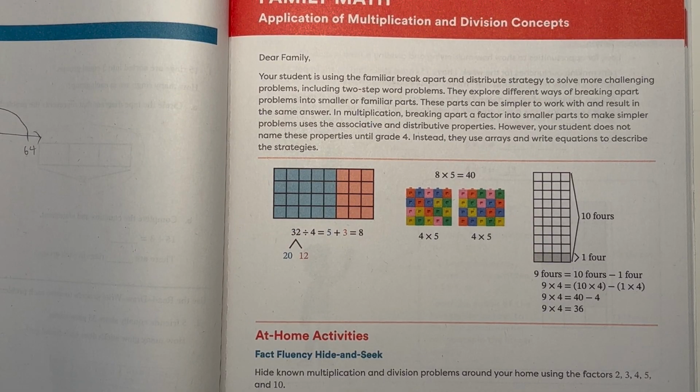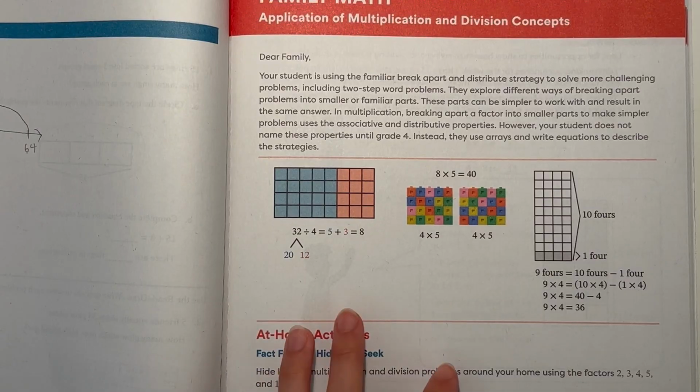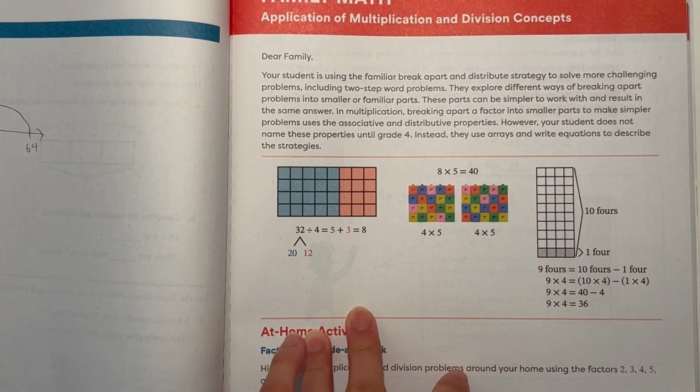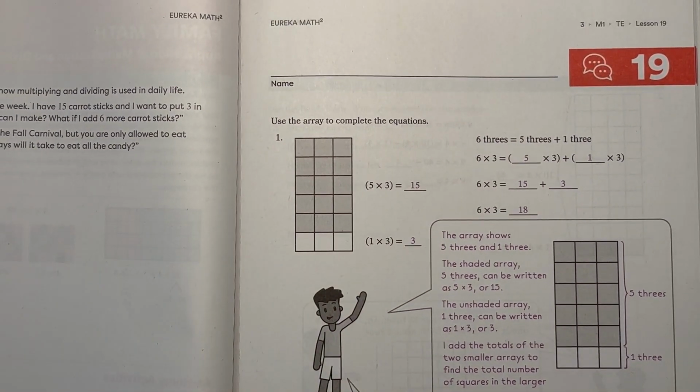So this is going to be the last topic of Grade 3 Module 1. After this topic, after these lessons, we'll be done with this book. So let's get started. Application of multiplication and division concepts. Alright. This is lesson 19, and this is the explanation part.